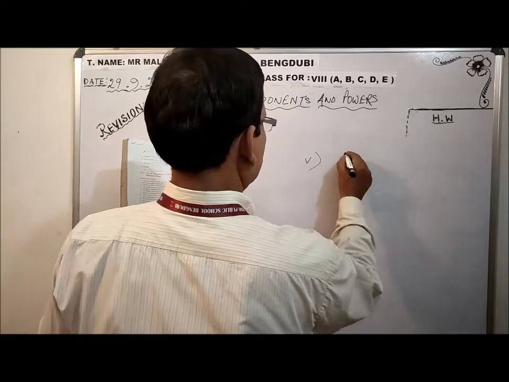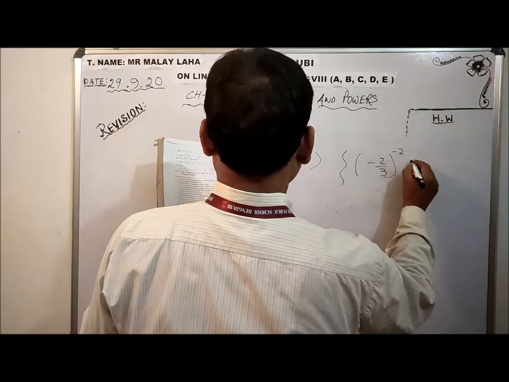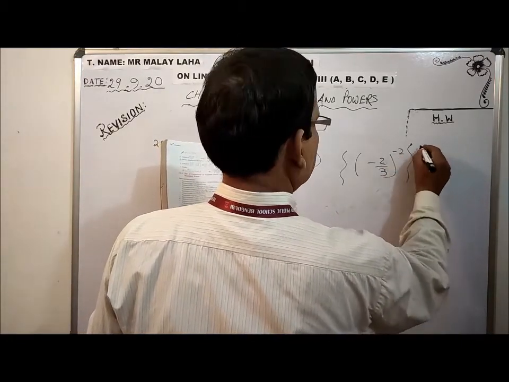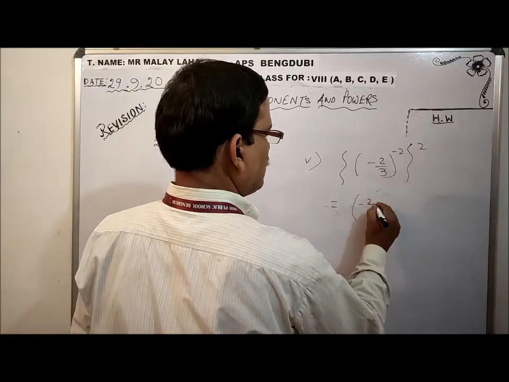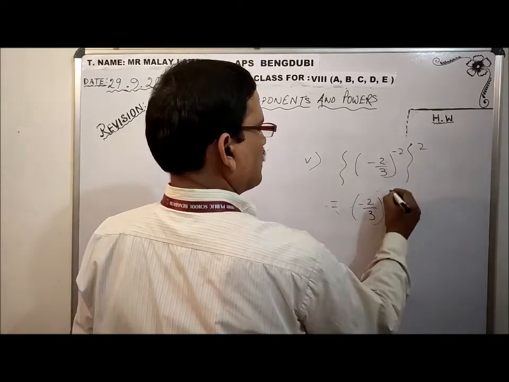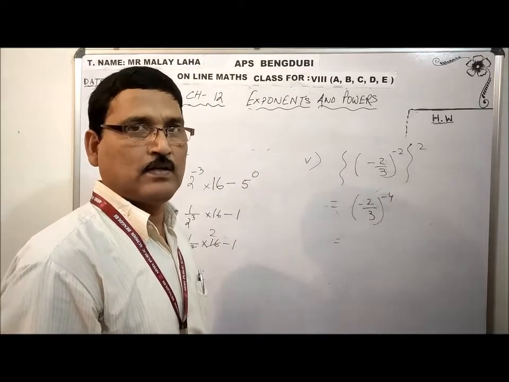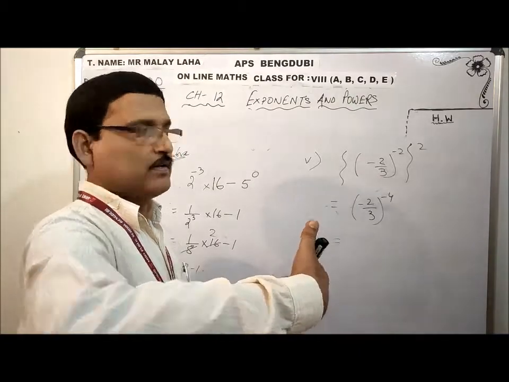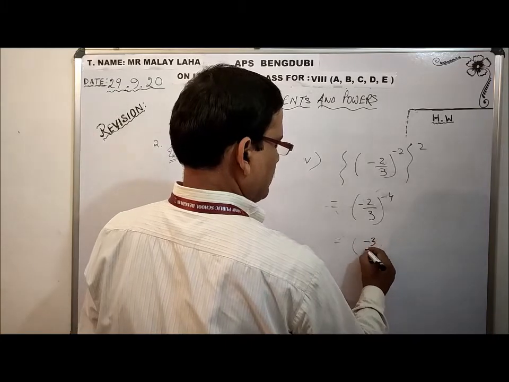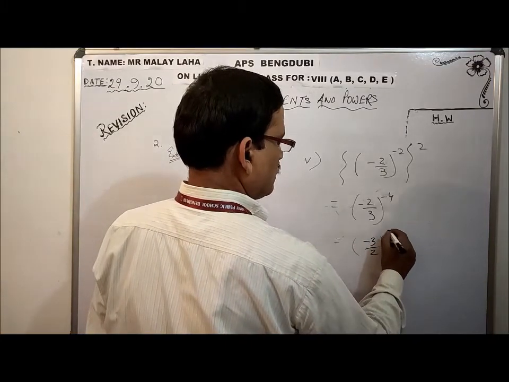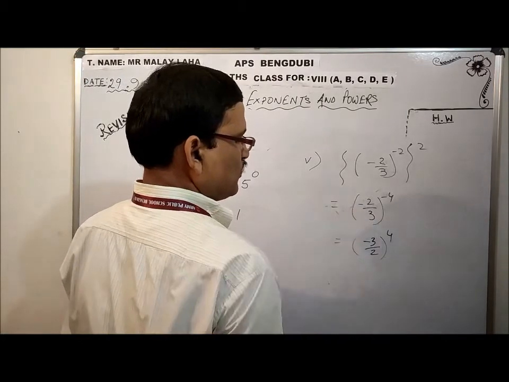Same type of part, a double power is there: minus 2 by 3 raised to minus 2, all raised to 2. So what will happen when a double power is there? You have to multiply the powers, making it 2 to the 4 minus 4. What I said about a negative exponent: make it positive, then reciprocate. So you have to write 3 by 2, raised to 4, with the minus sign. Why? The minus sign will not come down; it will stay with the base.